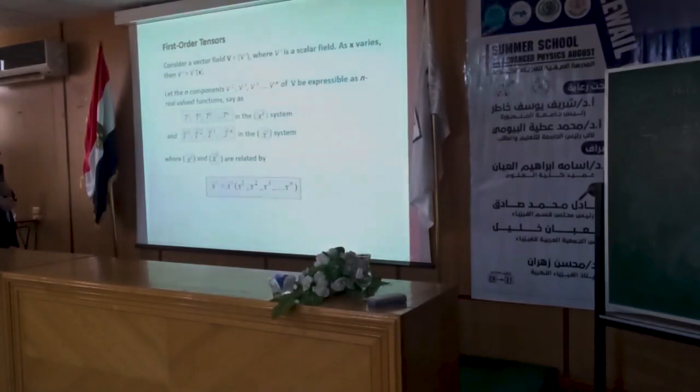This is a tensor. You can see where the 1 is up, 2 is up, 3 is up, n is up. Okay? And there is no bar here. This is a tensor in the x-bar coordinate system. And since this quantity 1, 2, 3, n is up, I call it a contravariant tensor.